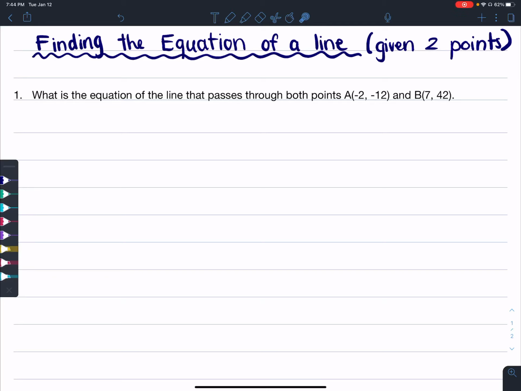In this video, we are finding the equation of a line when you are given 2 points. For this first question, it's asking: what is the equation of the line that passes through both points A (-2, -12) and B (7, 42)? A few things to remember: first of all, what is the equation of a straight line?